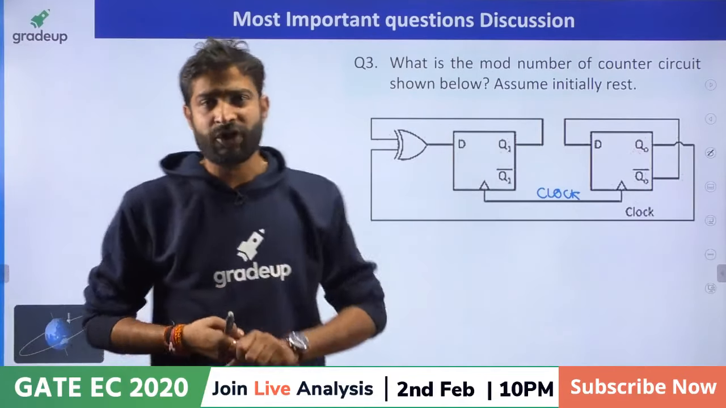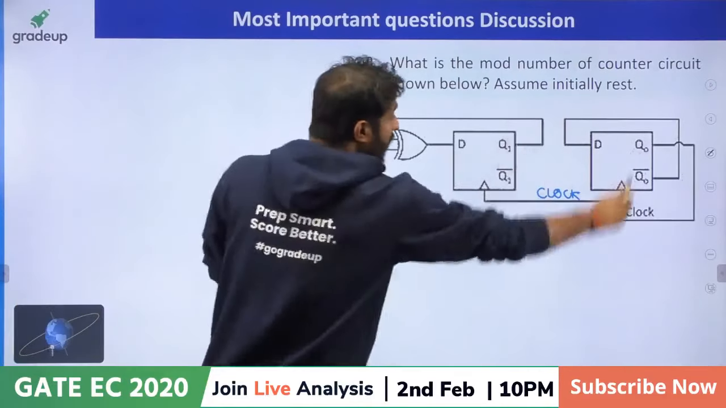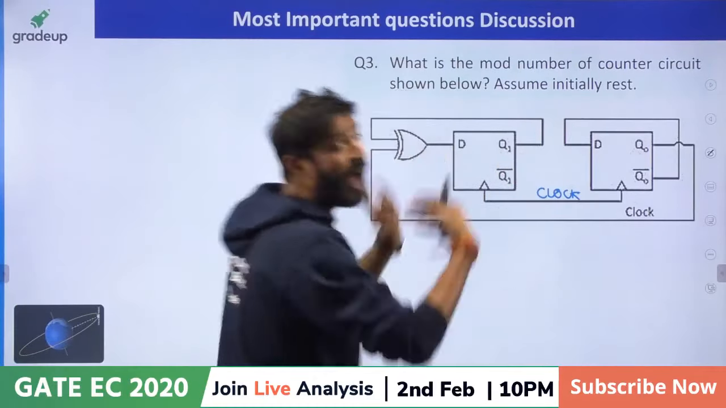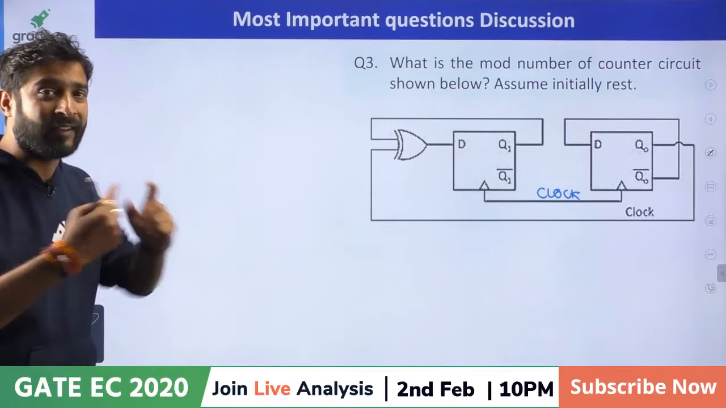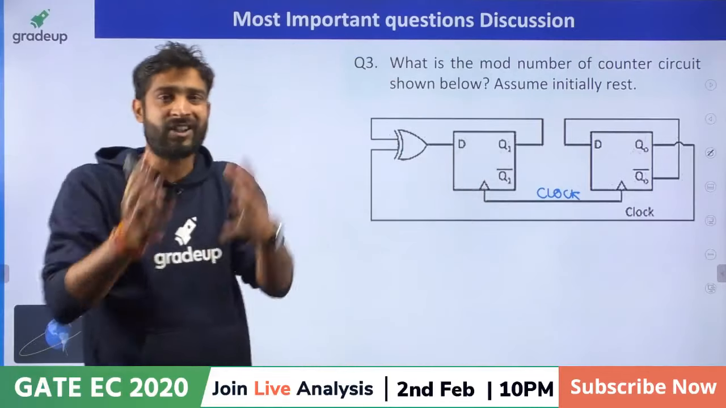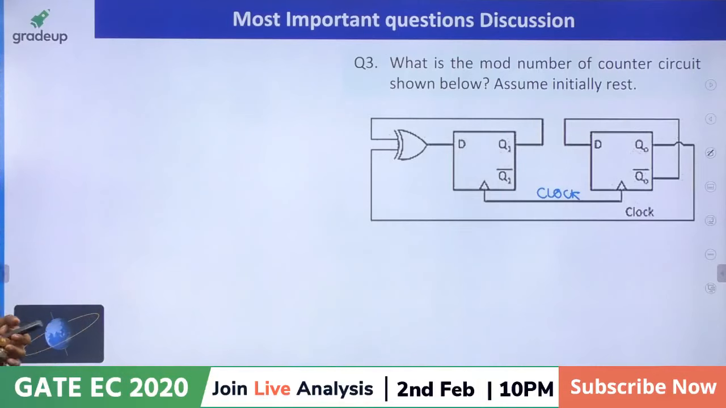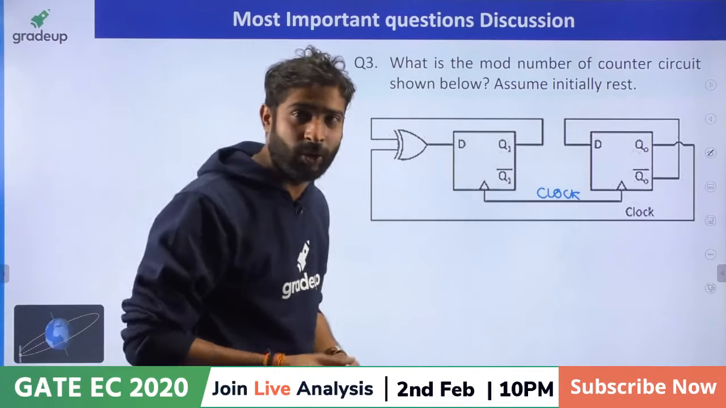In the synchronous counter, we can expect two types of questions. In the first, the counter is given and they ask the state or mode, right? This is that type of question. And in the second, the mode or the state is given and we have to design the counter. Yes, Nimesh, very good, my friend.